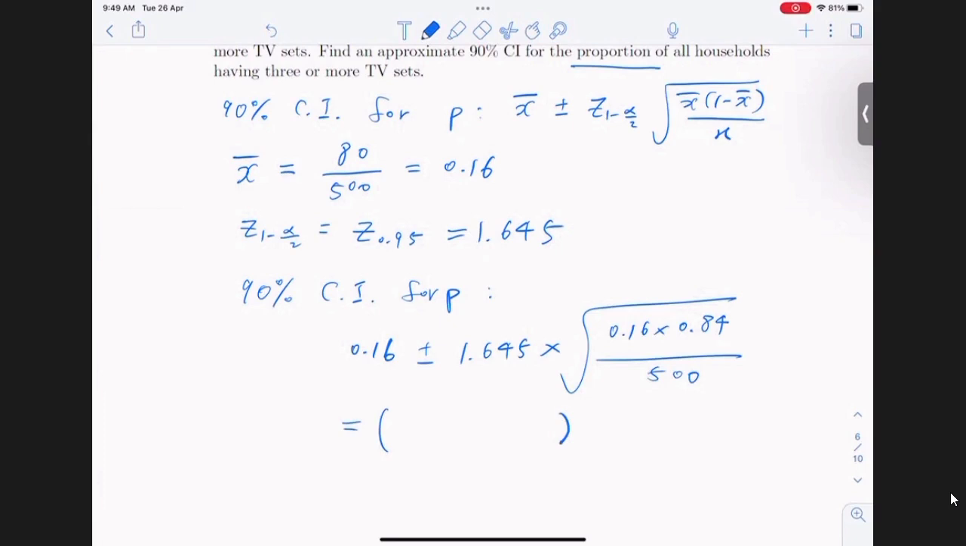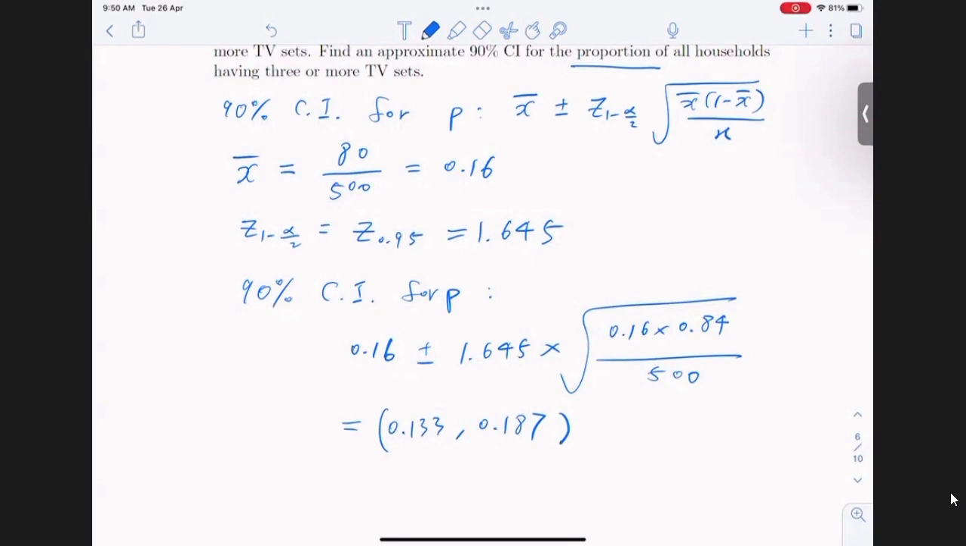And you will find that the confidence interval for the proportion will be somewhere between 0.133 and 0.187. Okay. So again, this is a typical way how we can find the confidence interval for the proportion or a probability. Okay.